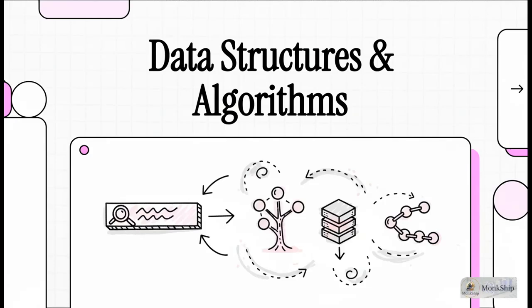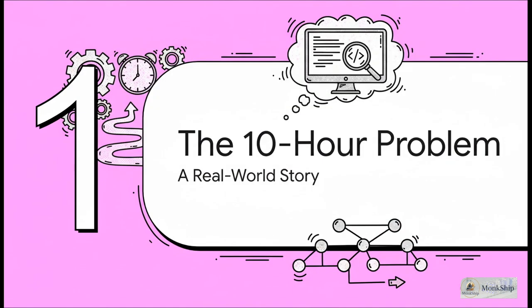You know how some apps are just blazing fast? You hit search and bam, the result is there. Ever wonder how that's even possible? Well, it's not magic. It's something called data structures and algorithms. And today, we're going to break down exactly what they are and why they are the secret sauce behind almost all great software. Okay, to really see what I mean, let's start with a real-world story.